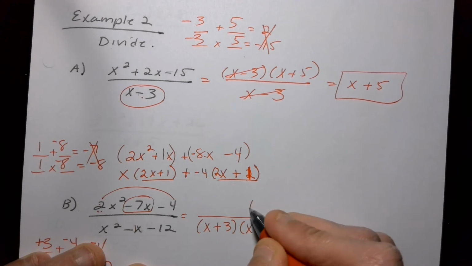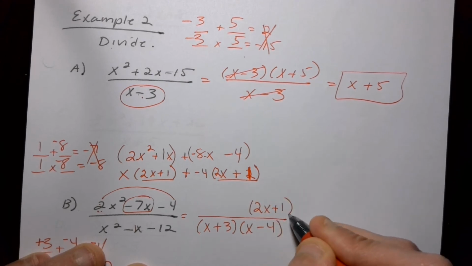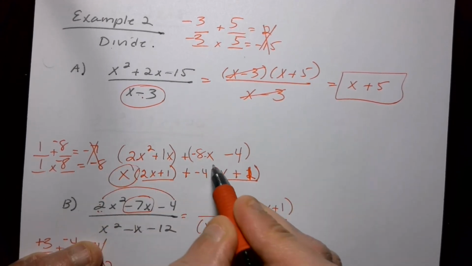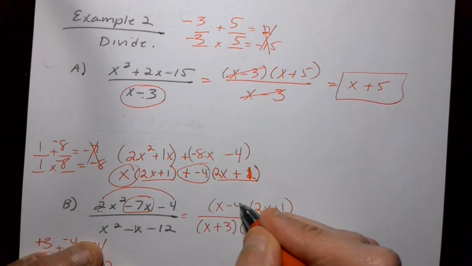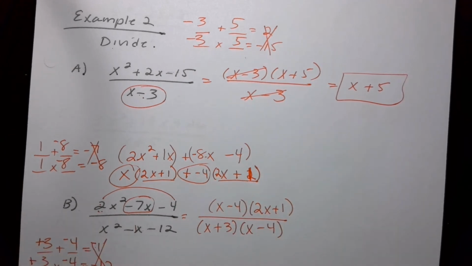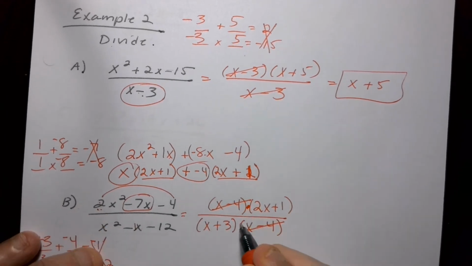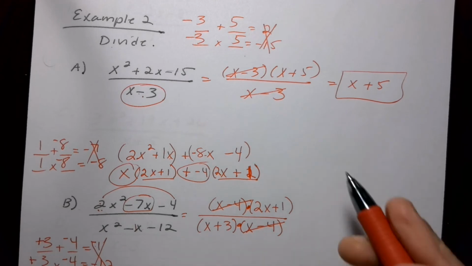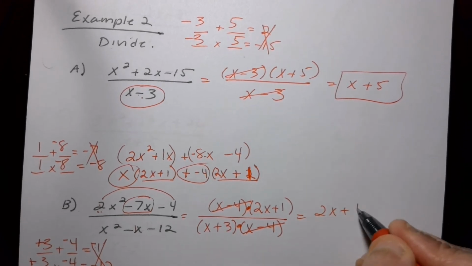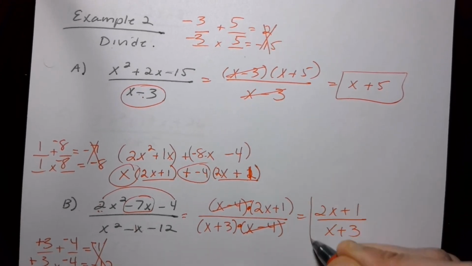Okay. And now we notice there is a common factor here. So I can put that down, 2x plus 1. And then I have x minus 4 on top. Oofta. All right. So these are gone. They're whole now. They're multiplied. So now I can cross them off in chunks. And we're left with 2x plus 1 over x plus 3.